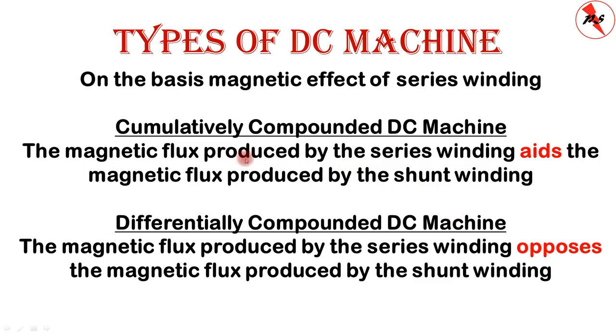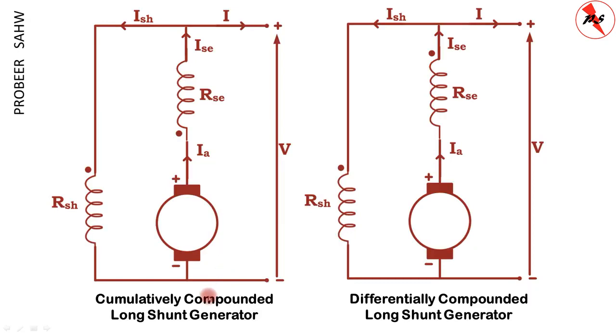If the flux produced by the series winding helps the flux produced by the shunt winding, it is called a cumulatively compounded DC machine. Or if it opposes the flux produced by the shunt winding, it is called a differentially compounded DC machine. This is a cumulatively compounded long shunt generator. This is a differentially compounded long shunt generator.